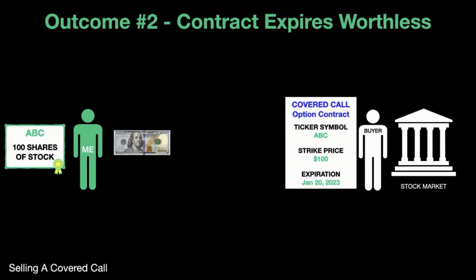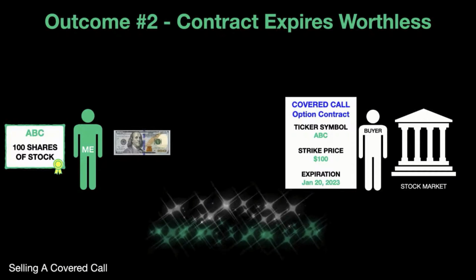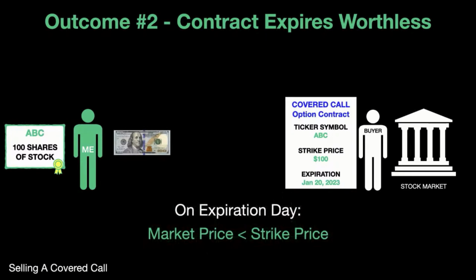All right, let's take a look at the other outcome that's possible. And this is where the option contract expires worthless. And what do I mean by that? That the contract expires worthless. Well, it's really simple. It's that on or before the expiration date, the market price is below the strike price.